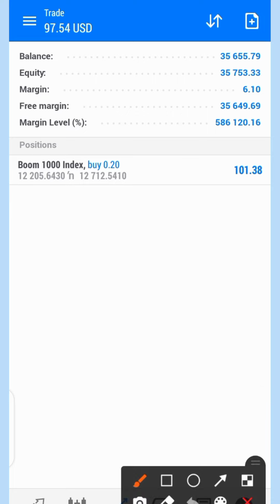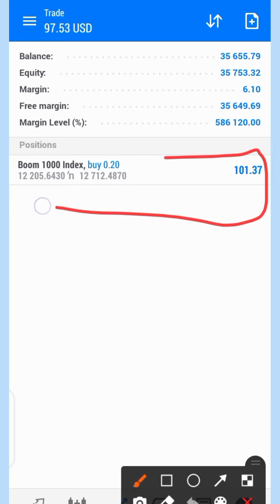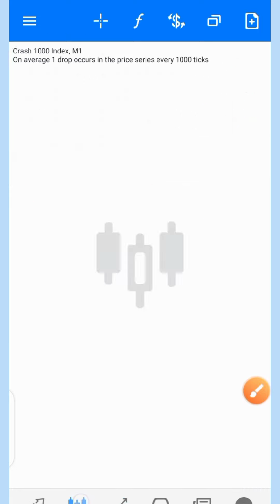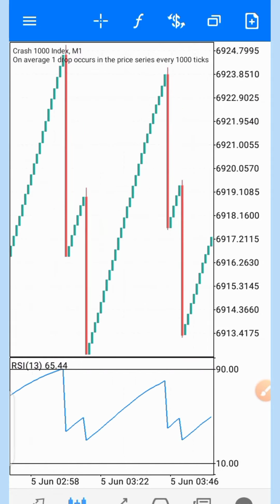You can see my trade is still going. If you have price action knowledge, you will also do this, but I didn't bother. As a beginner, just keep coming up. I started from where you start too, so just keep coming up. That is that about this strategy.